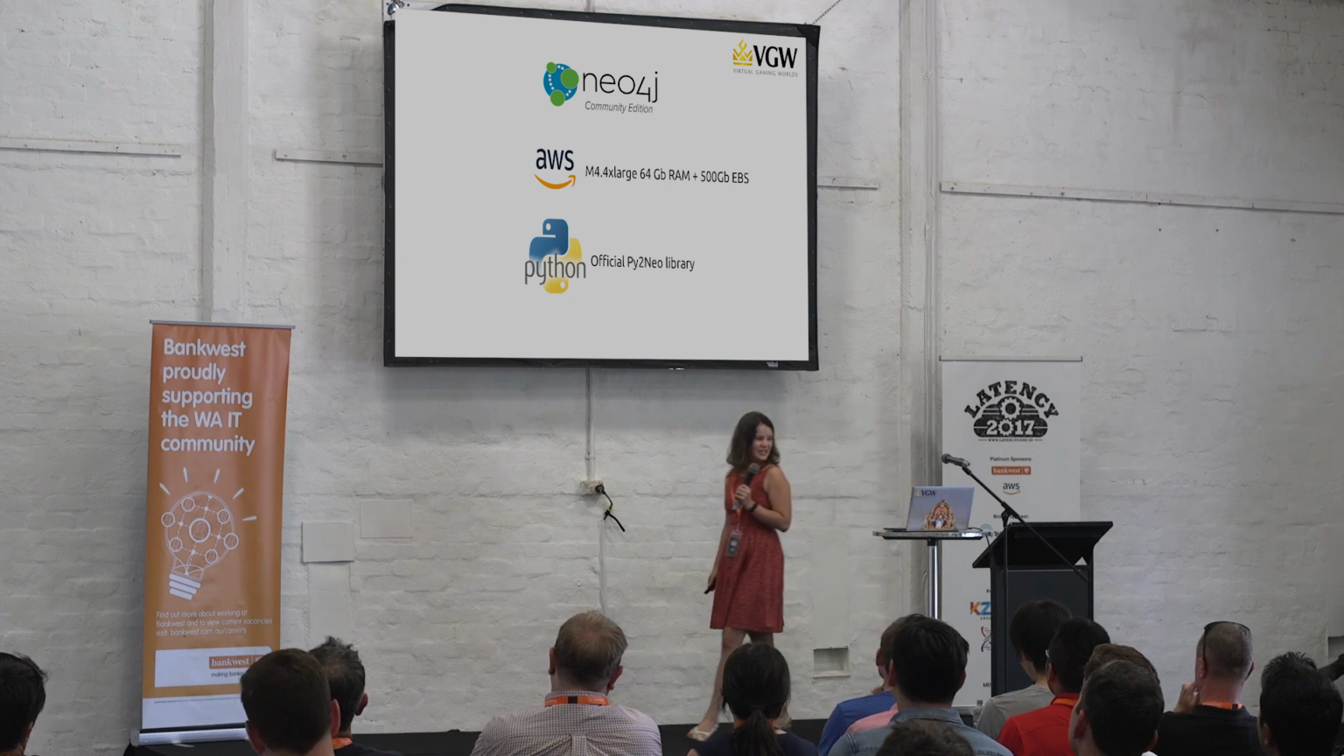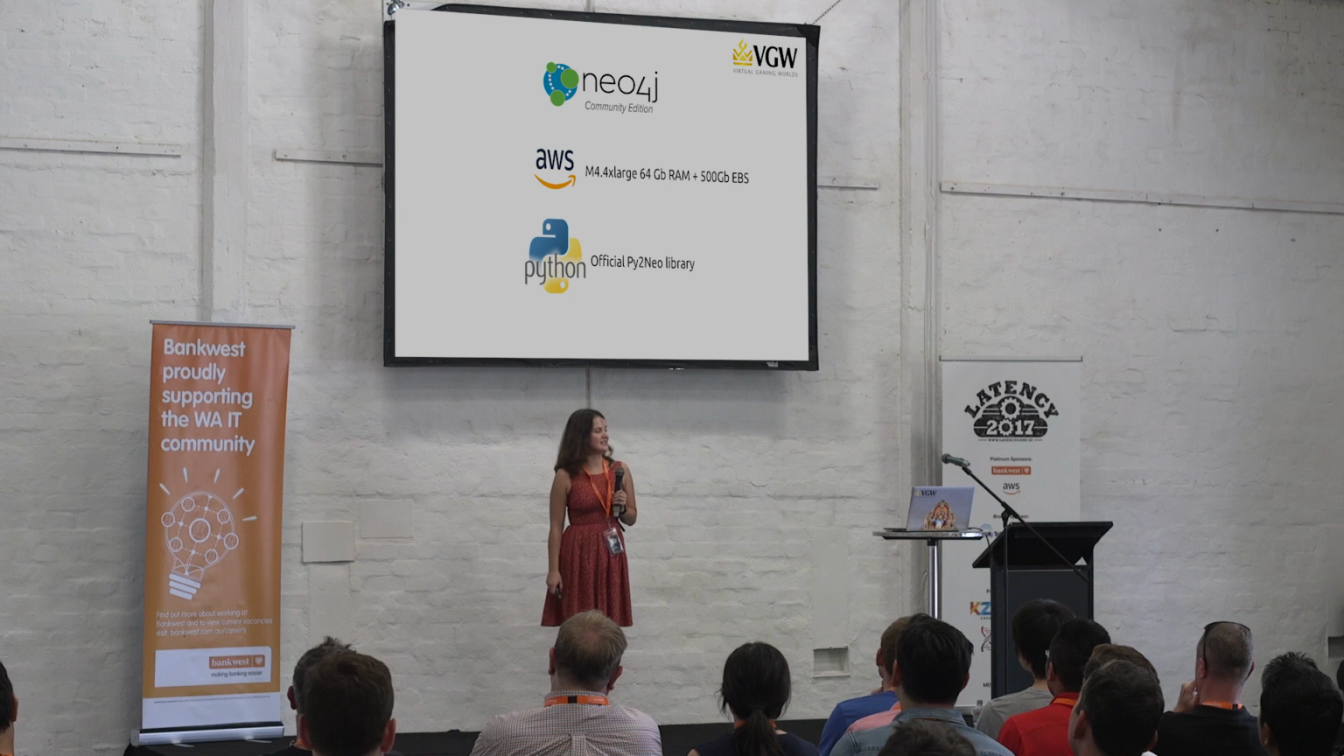Okay, we also use AWS. There is an Amazon Machine Image prepared for Neo4j, so it was easy just to spin up. Quite a beefy machine. I'll explain why. And we use Python because we love Python in the data and analytics team.